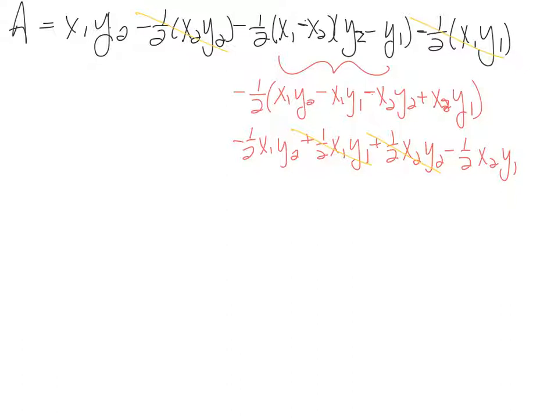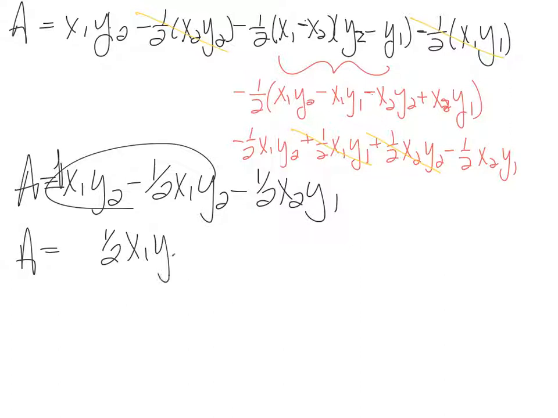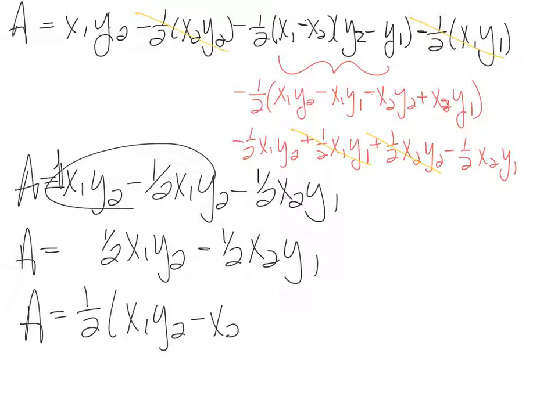Alright, I'm going to rewrite it. A equals x1 y2 minus 1/2 x1 y2. Ooh, I see that. Minus 1/2 x2 y1. Let's simplify that. Here, this has a coefficient of 1 outside of it, so that would give me a negative 1/2. Because it's, no, positive. 1 minus 1/2 is a positive 1/2. So 1/2 x1 y2 minus 1/2 x2 y1. So 1/2 times x1 y2 minus x2 y1.